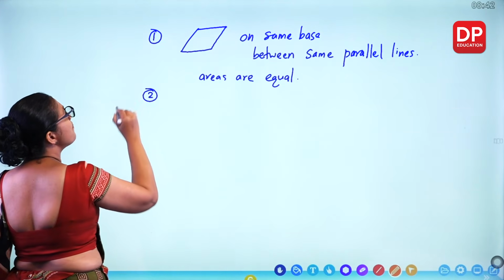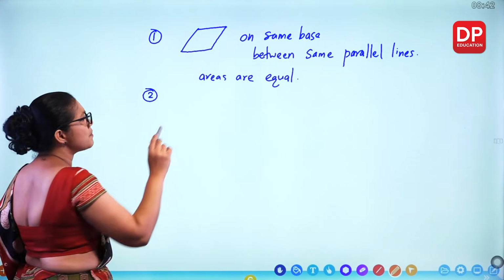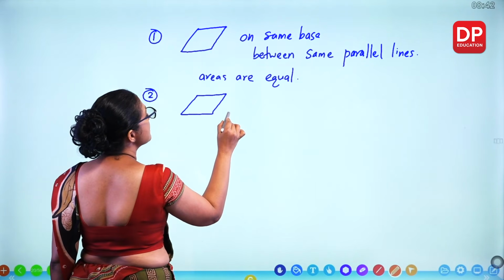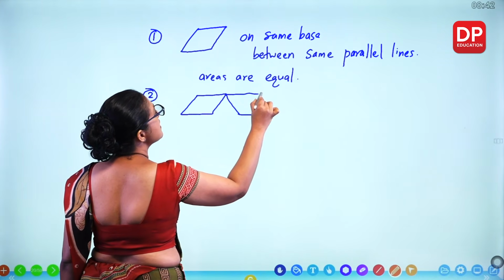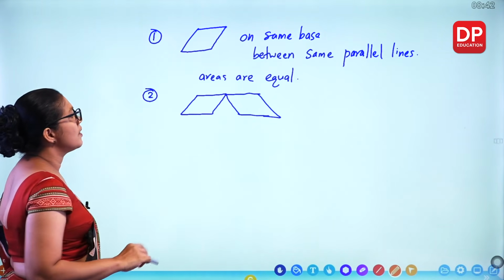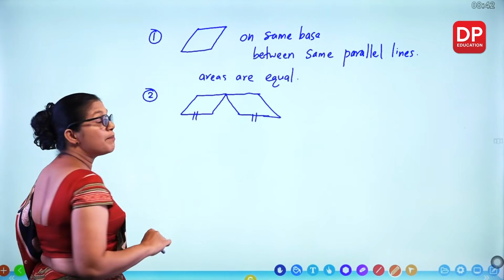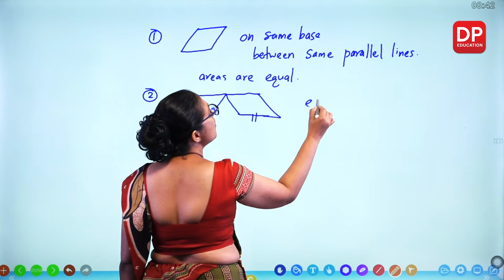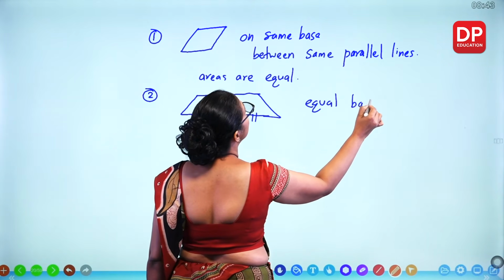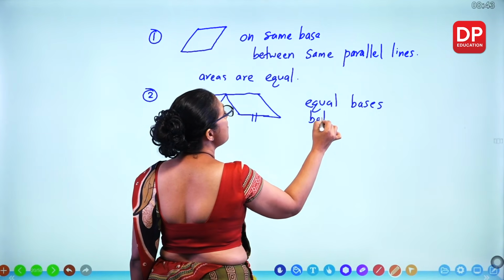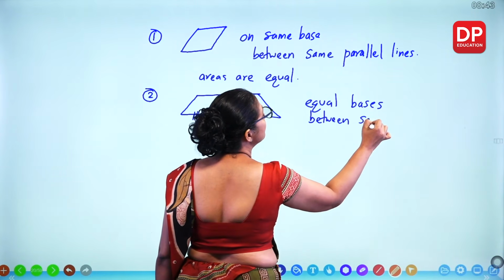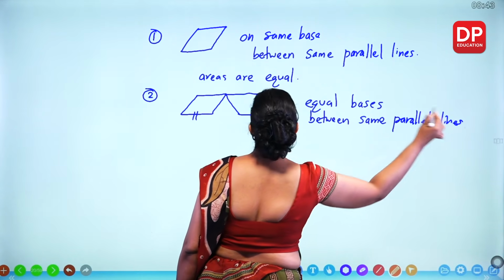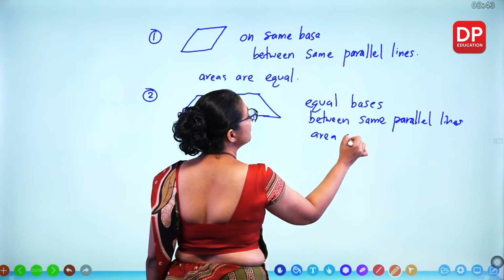Then the second theorem, that's also about parallelograms, but what's the difference? Not on the same base, different bases. Different bases, areas are equal, but these two bases should be equal. We can say equal bases and between same parallel lines, areas are equal.